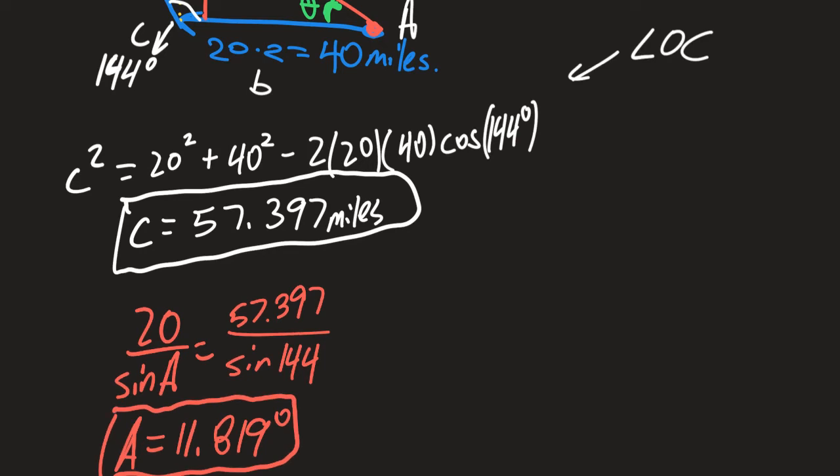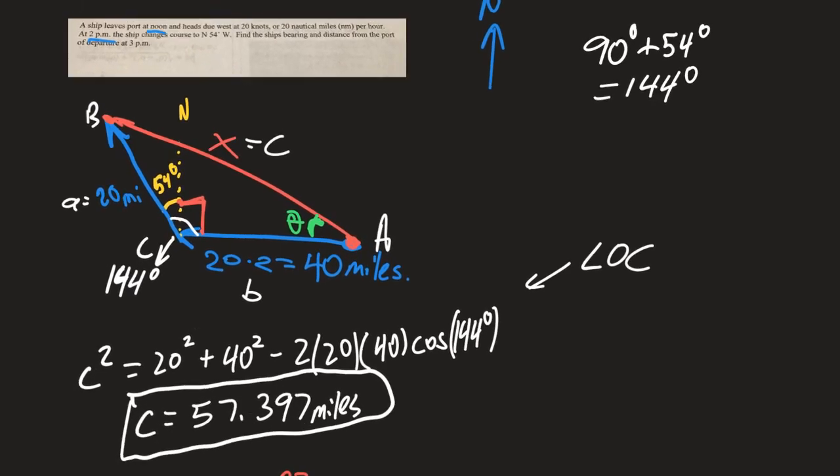Now that I have this, let's try to answer the actual question, which said, hey, what is my bearing? So to figure out the bearing, let's go back and look at our question for a moment. We already know that this angle is 11.819 degrees. And we have the distance already for c. Now, remember, your bearing has to start from where?